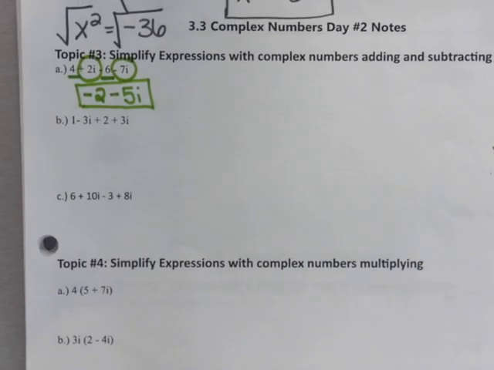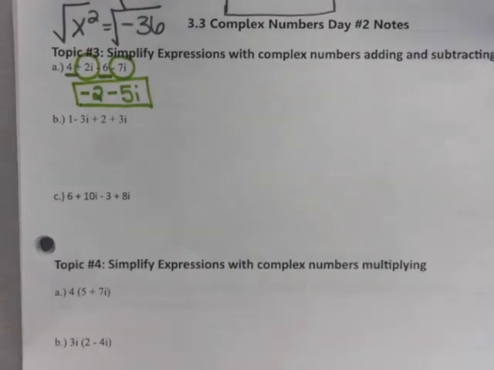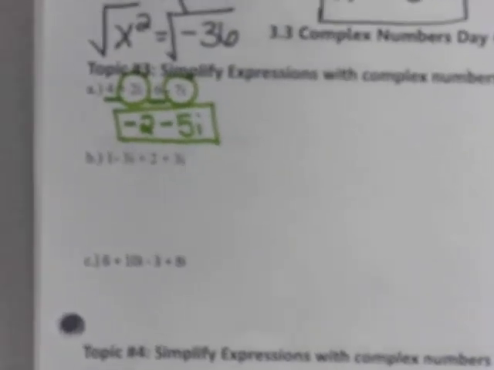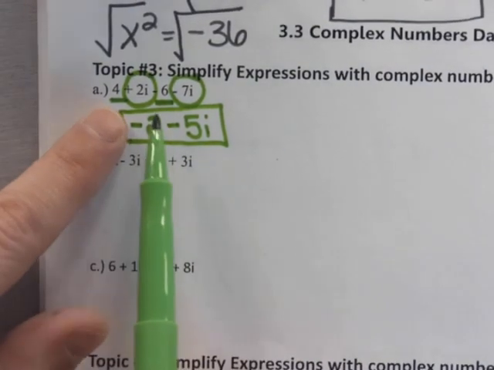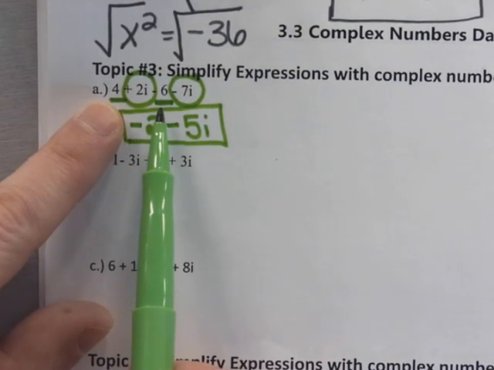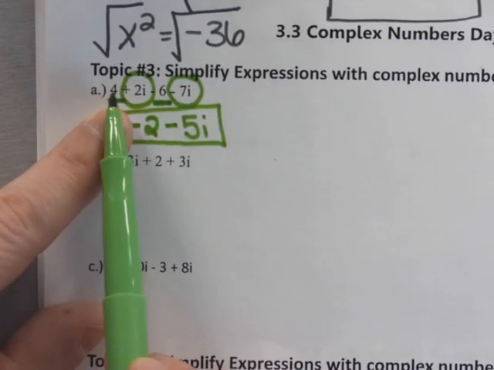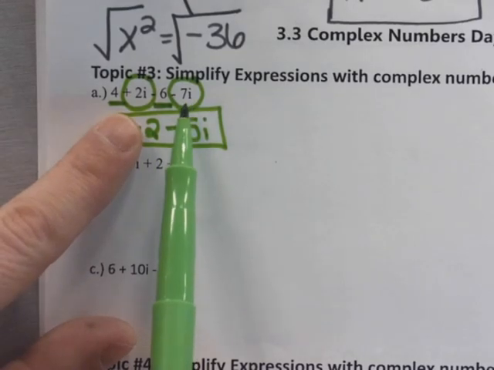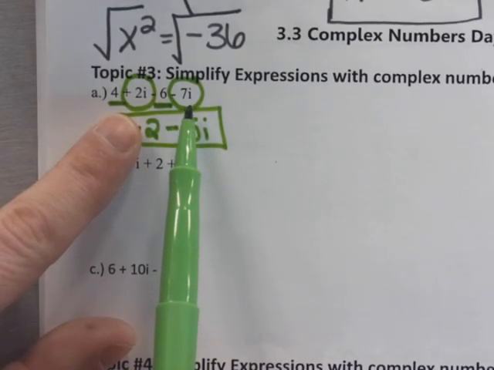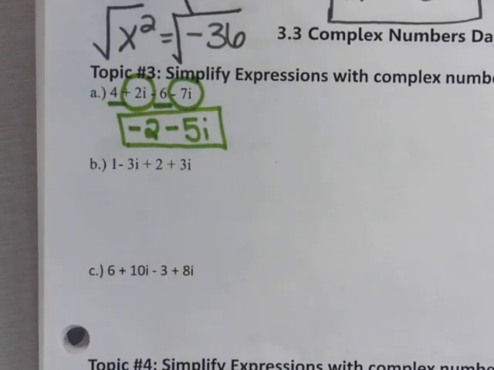Can you run through that again? Yeah, I sure can. Let me make it even a little bit larger as well. Okay, so what I did is I combined my plain old numbers. So I had 4 minus 6. 4 minus 6 is -2. And then I combined my things that had i's. Oh, we're just doing combining like terms. Yeah, we're combining like terms. That's all we're doing. Yep.